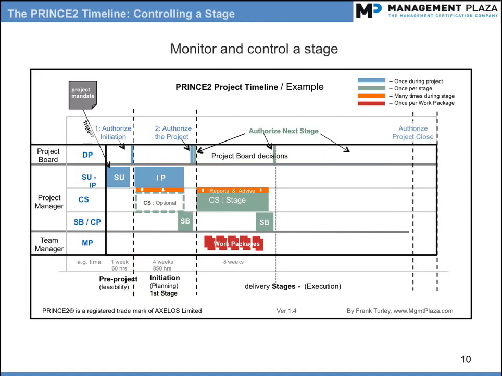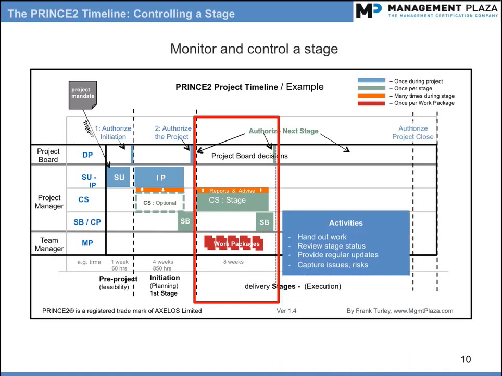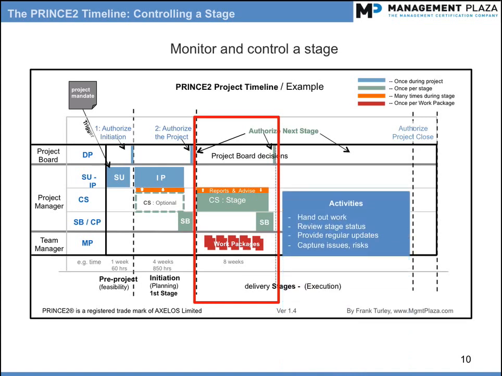Topic: controlling a stage. This is also the first delivery stage. Controlling a stage is where the project manager does most of their day-to-day work. They mainly do the following activities: give out work to the team managers in work packages, then check up on the status of these work packages and accept the work packages back when complete.